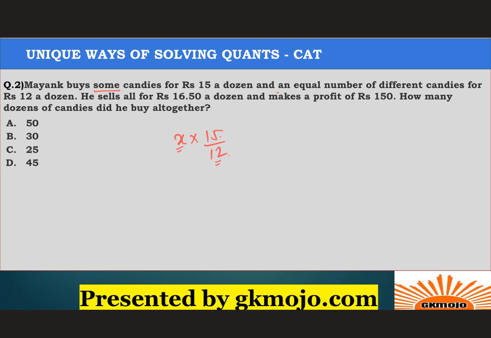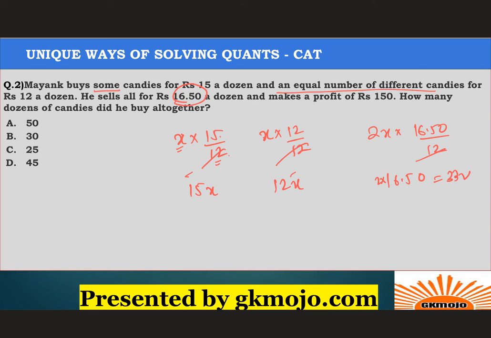Similarly, he buys an equal number of different candies for rupees 12 a dozen, so again equal number, 12 by 12, that is 12 rupees per dozen. He sells both of these types for rupees 16.50, so X and X makes 2X, so 2X into 16.50 upon 12. Now I'm not going to consider the individual cost of a candy, I'm just going to consider the wholesome cost of the candies. So here it's 15X, here it's 12X, and here it's 16.50 into 2X, which equals 33X. As simple as that.